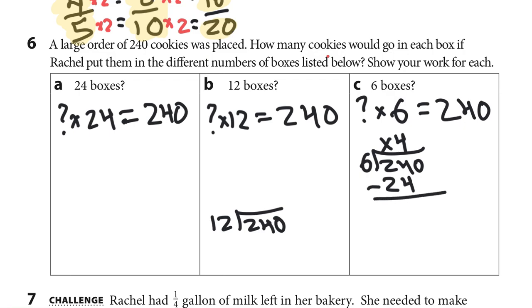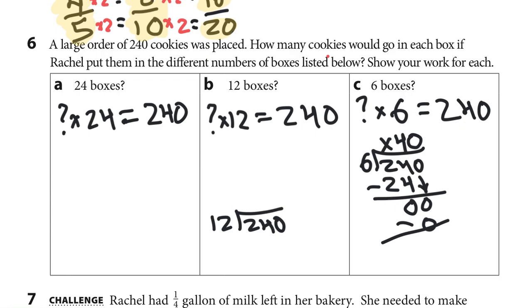Now we subtract. 24 minus 24 is 0. Bring down the 0. How many 6s fit into 0? Well, hopefully none do. And now we're done. Technically, we could keep going. We could say 0 times 6 is 0. Okay. 0 minus 0 is 0.